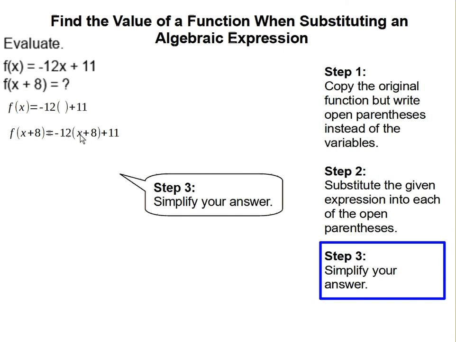As you can see, since this is in the parentheses, I need to distribute this negative 12 by multiplying it by x and then multiplying it by 8. So that's how I got the negative 12x minus 96, and the plus 11 is here. Then we simply combine these like terms right here, and we get negative 85. And that completes our problem.